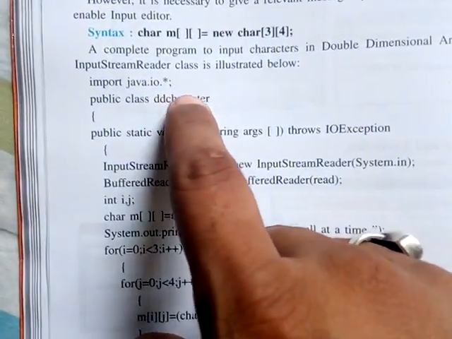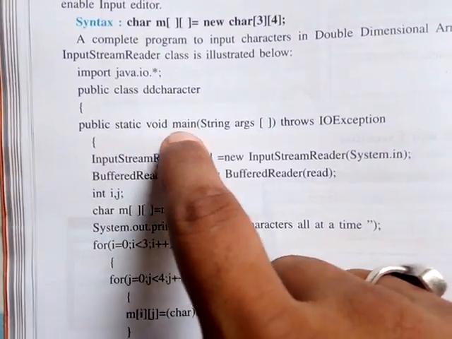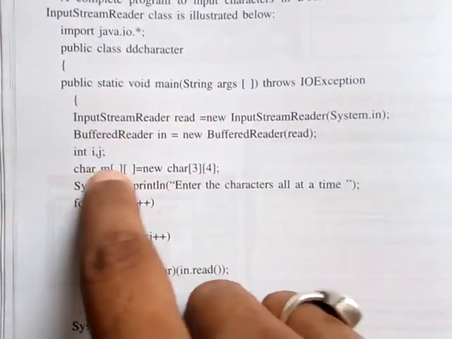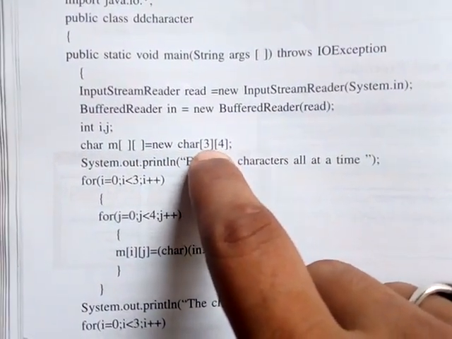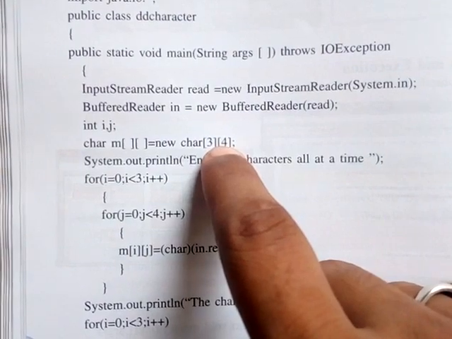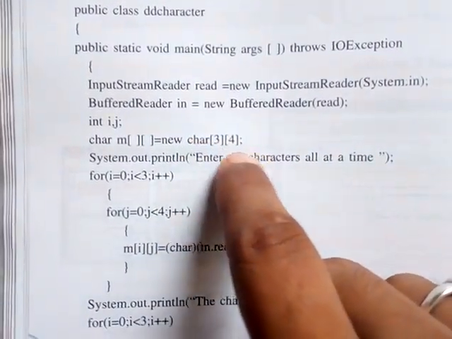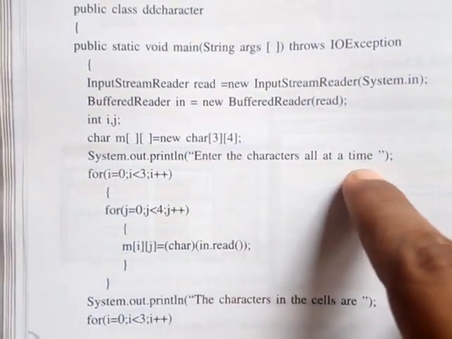Import java.io.*; public class DDCharacter. Okay, fine. Public static void main throws IOException, InputStreamReader, BufferedReader complete. Then int i, j; char m[][] = new char[3][4]. See, students, here it is written 3 4. That means how many characters can we enter? Yes, we can enter 12 characters. System.out.println enter the characters all at a time.